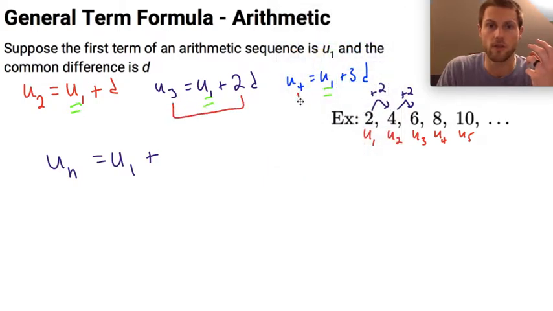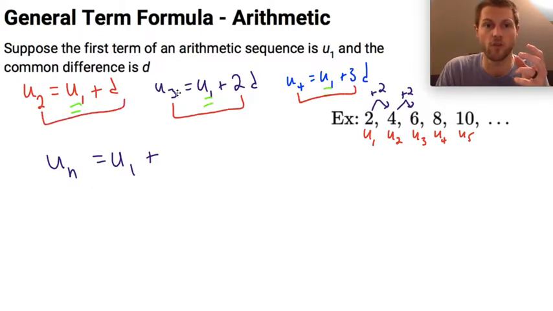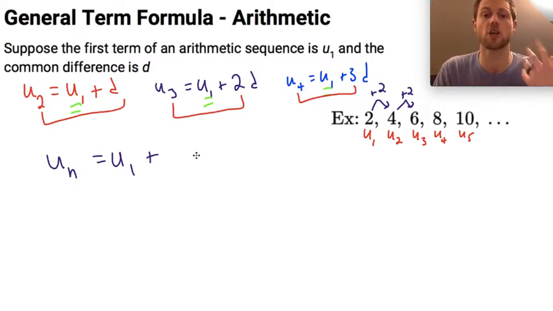So hopefully what you're seeing here is the link between the term number and how many of these common differences I'm adding. There's always a difference of 1. When I'm looking for the third term, I'm adding 2 times the common difference. When I'm looking for my fourth term, I'm adding 3 times the common difference. So we can generalize that.